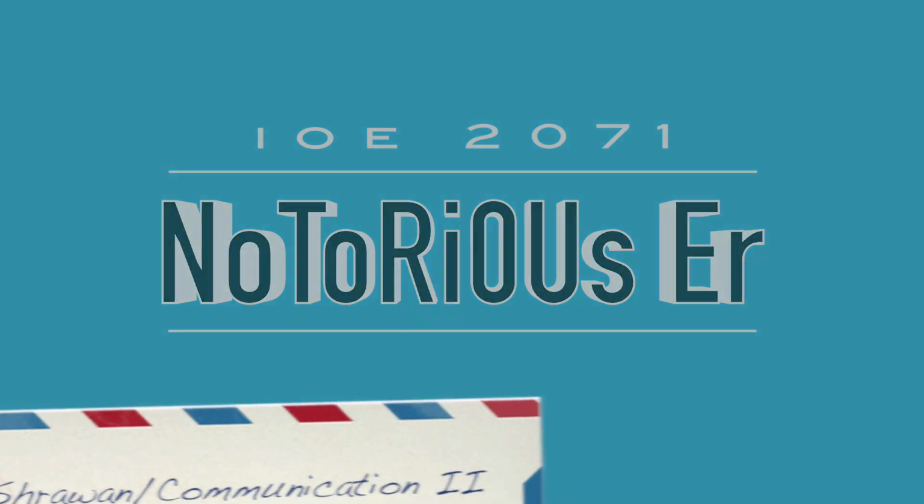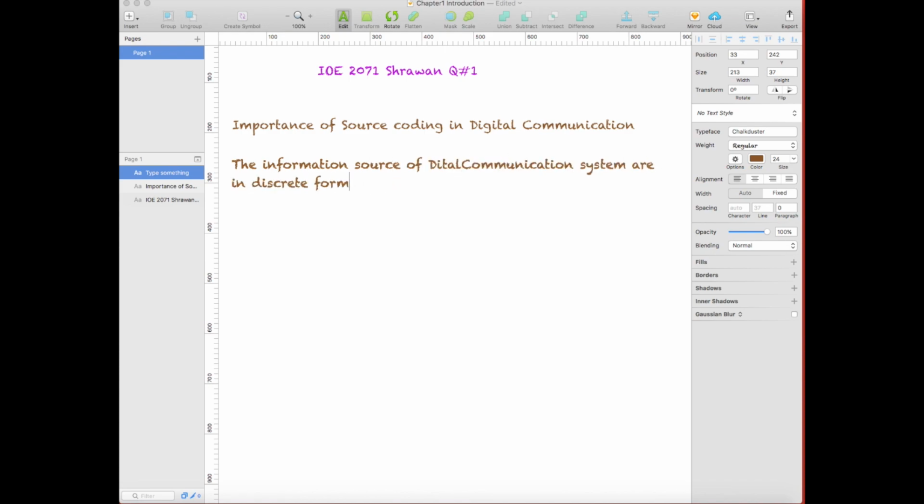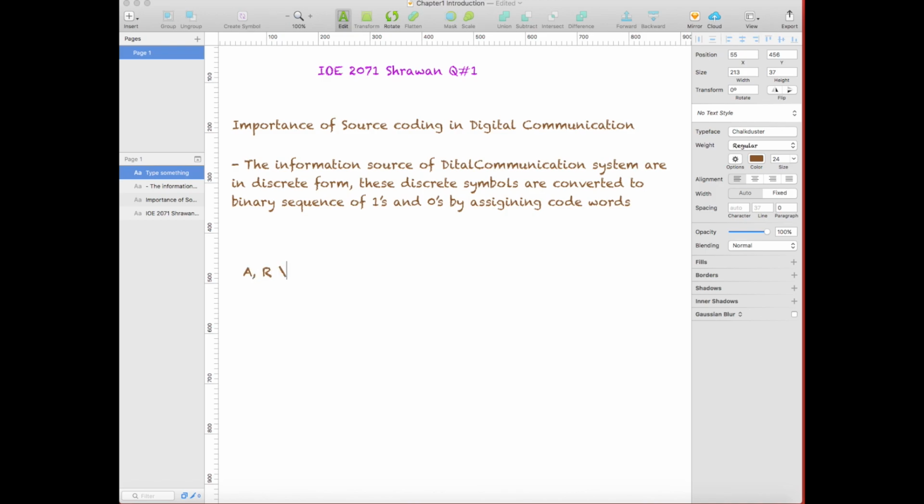Today we are going to solve some old questions from IOE 2071 Shrawan, and this is going to be Communication 2. The question is asking about the importance of source coding in digital communication systems. We know that in source coding, the information of the digital communication systems is in discrete form, and these discrete symbols are converted to a binary sequence of ones and zeros by assigning code words to them.